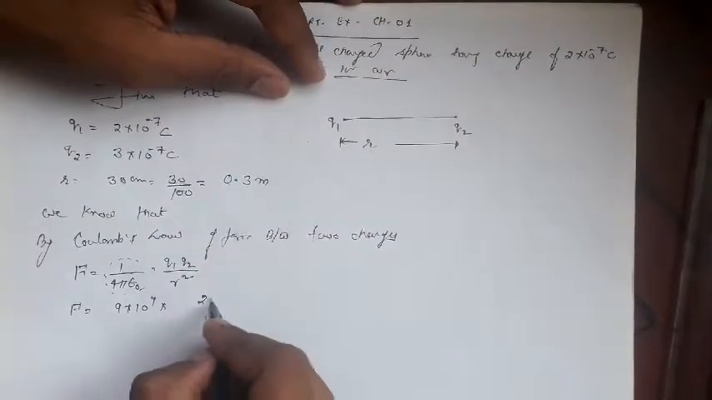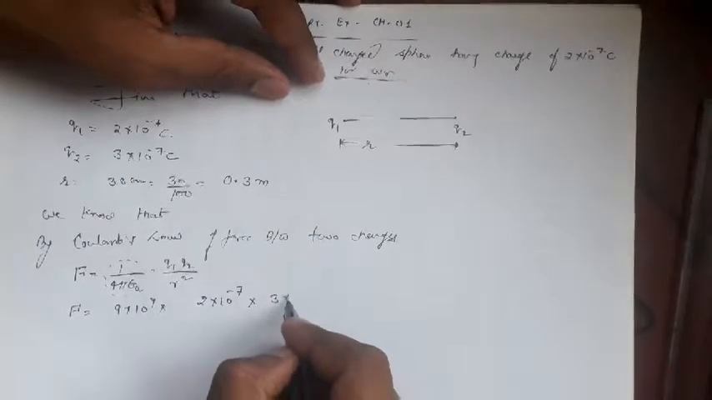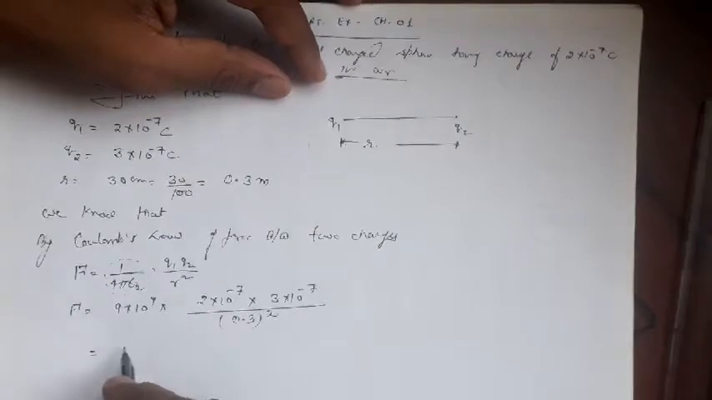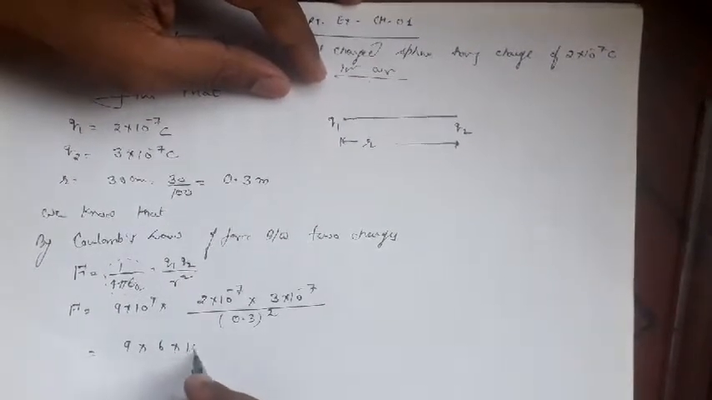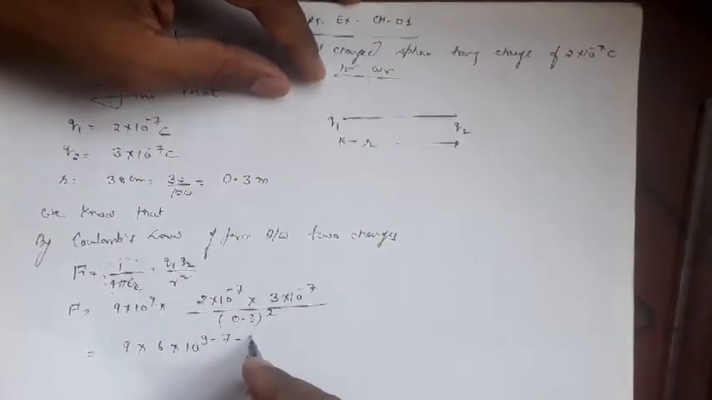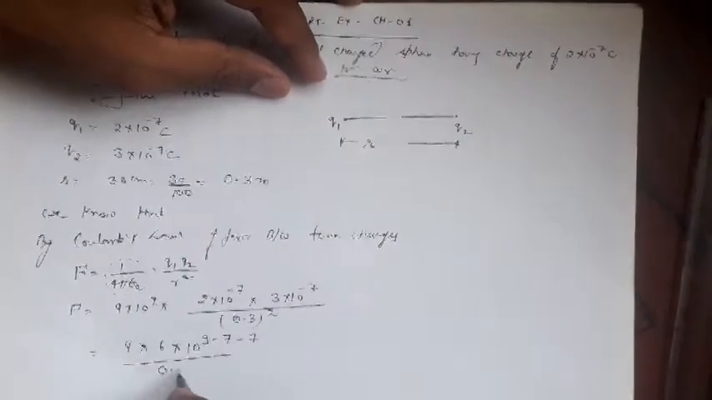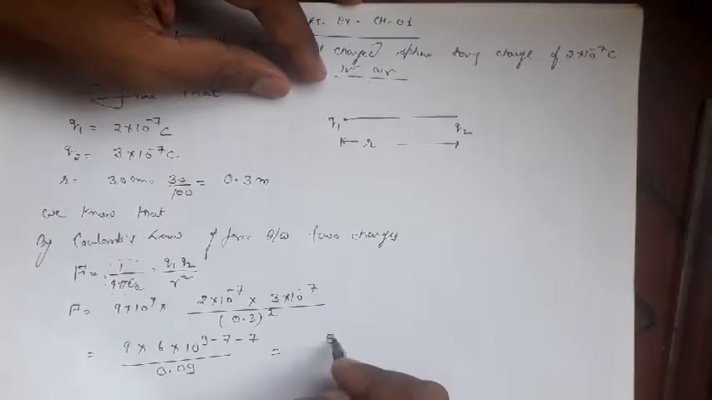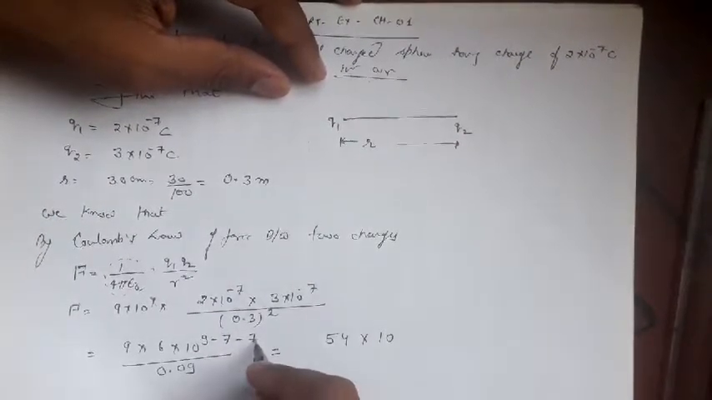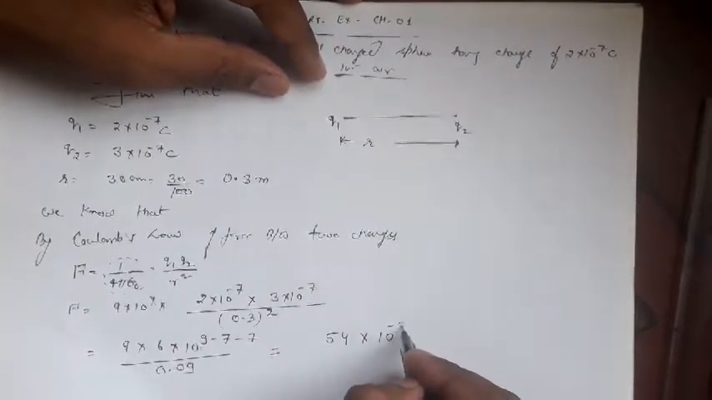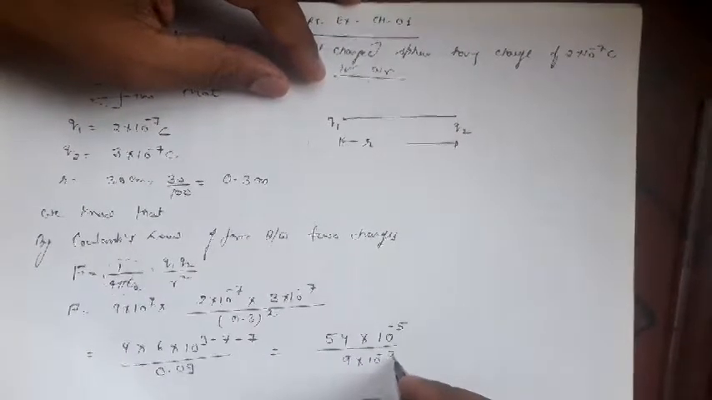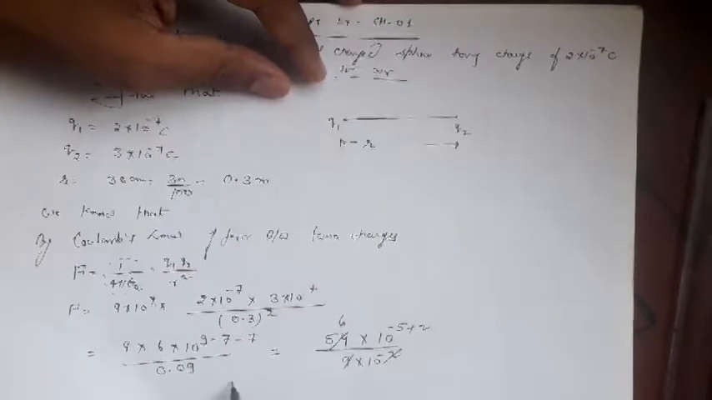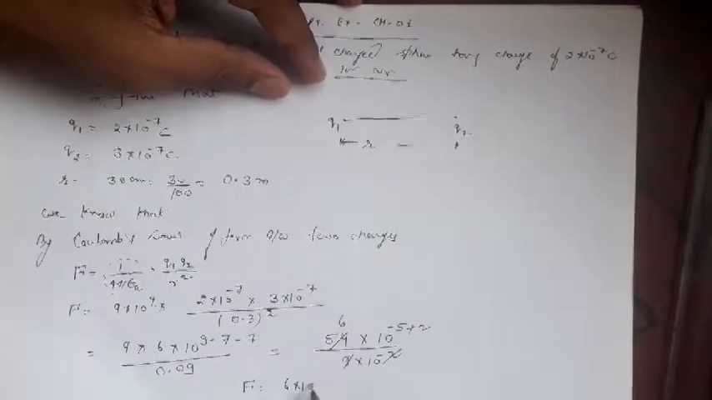Q1 is 2 × 10^-7 and Q2 is 3 × 10^-7, and the separation squared is 0.3 square, which is 0.09. Solve them. 9 into 6, and the powers minus 7 and minus 7 get added. Below we can take 9 × 10^-2, which is 6 times, and the minus goes up, so it becomes plus 2. Then the force will be 6 × 10^-3 Newton.